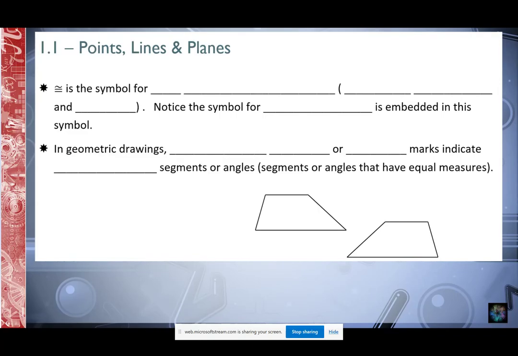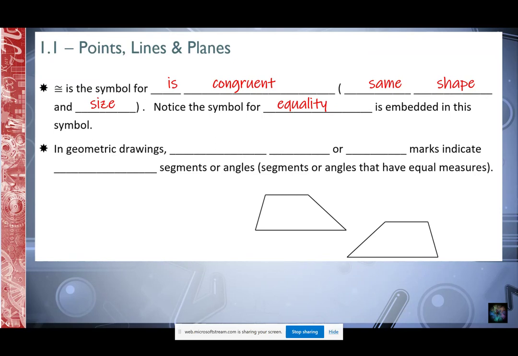So to start with, you can just see it on the screen. I can't really describe it because you don't know all the names of the parts yet. But it is the symbol that stands for is congruent or congruency, right? Congruent means something has the same shape and size. So notice the symbol for equality is embedded in this symbol. The bottom half of this symbol is the equal sign, and that's where the same size and same shape come from. Particularly the same size is the equality piece.